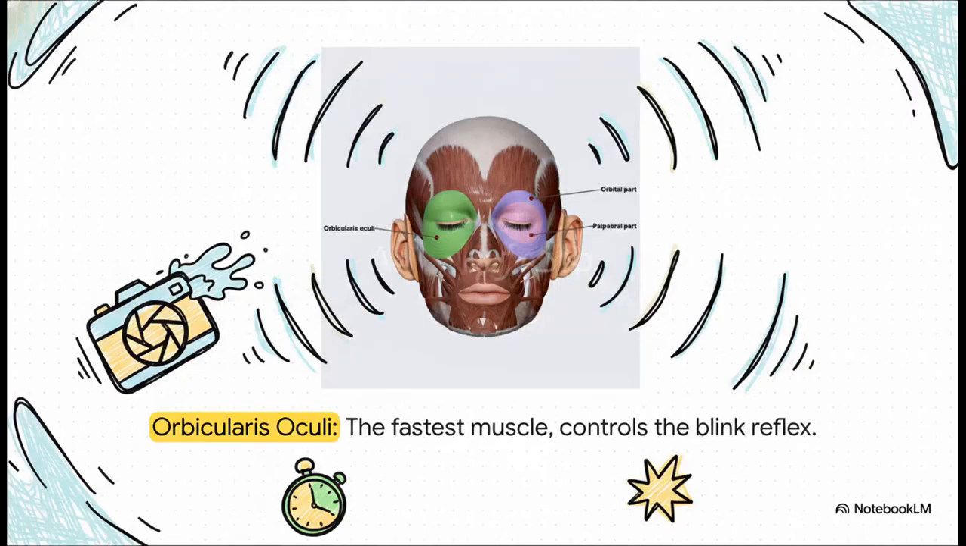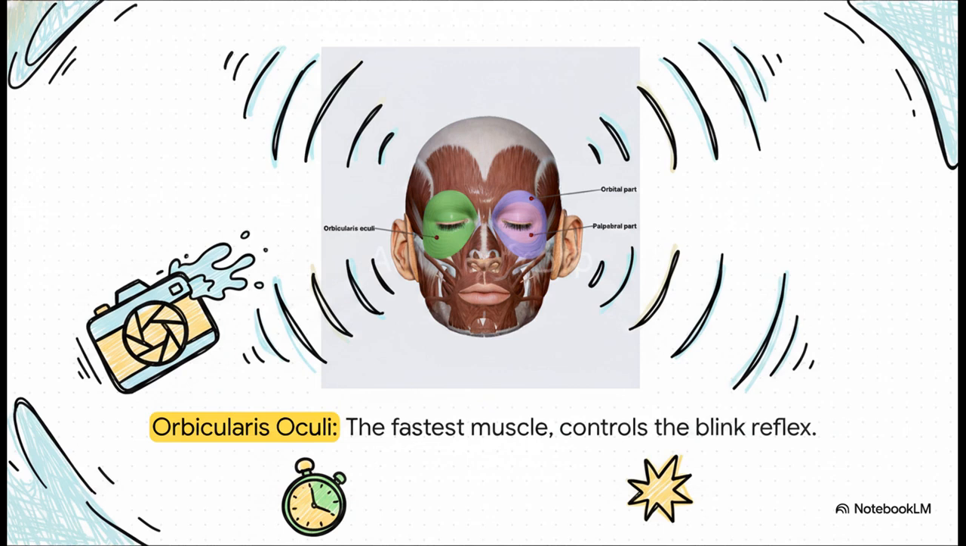Okay, got your guess? The answer is the orbicularis oculi. This flat, broad, circular muscle completely surrounds the opening of the eye. It is, without a doubt, the undisputed speed champion of your muscular system. It acts almost like a camera shutter.